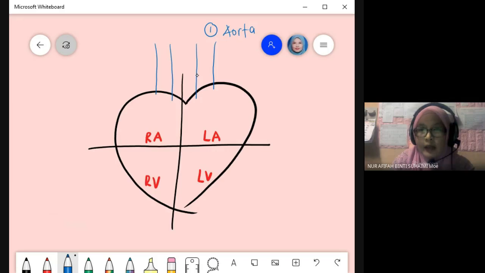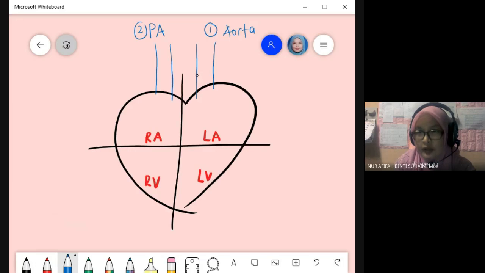Okay. These two are artery. So if the first one is aorta, the second one will be pulmonary artery. The upper part is artery. The first one is aorta. Remember this one, and then the other one will be pulmonary artery.